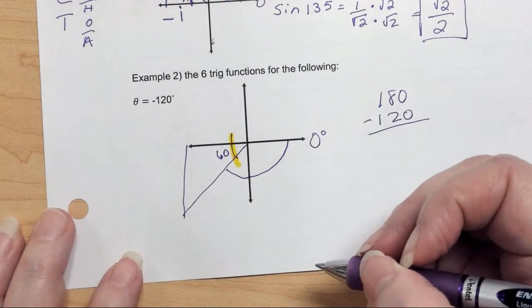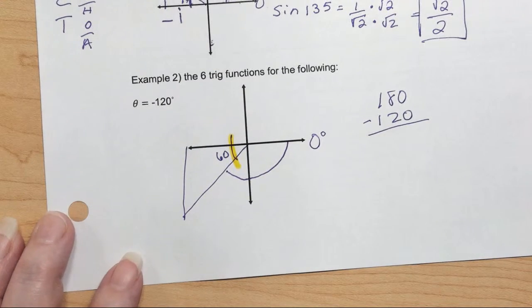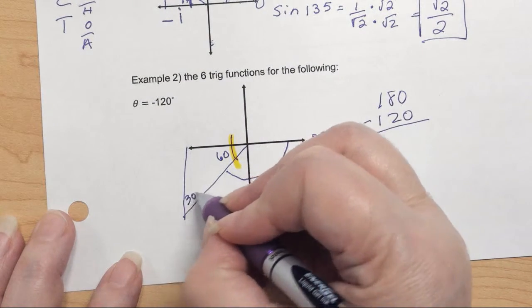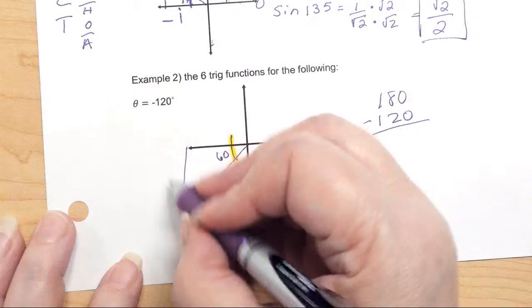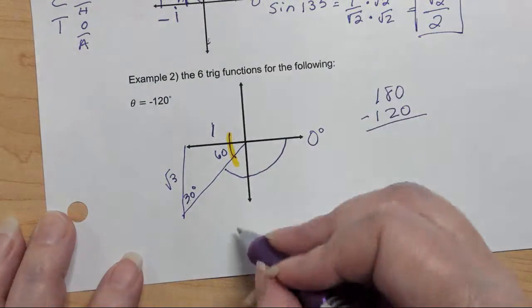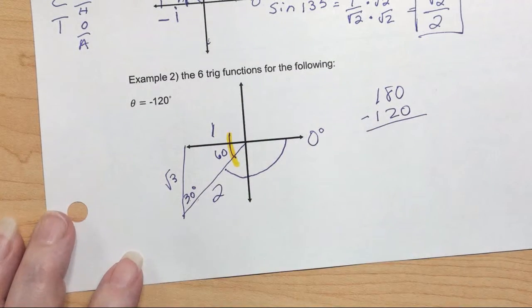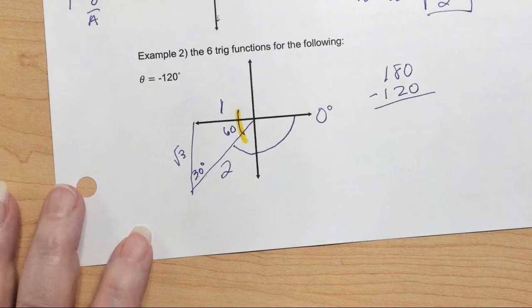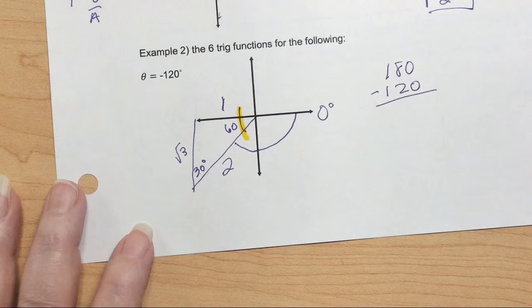You can do it however you want. I'm just going to do it the way I always do it. I always put my 30. I know next to the 30 is the square root of 3. Across from the 30 is my 1. My hypotenuse is a 2. That's how I have it memorized.